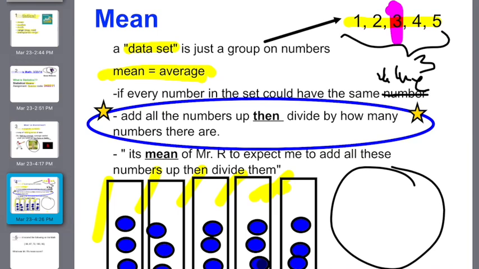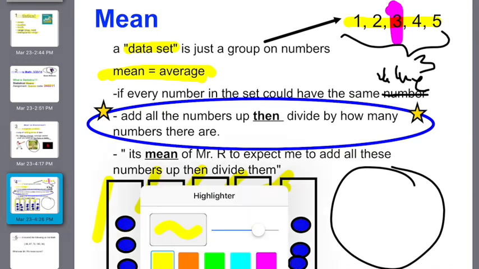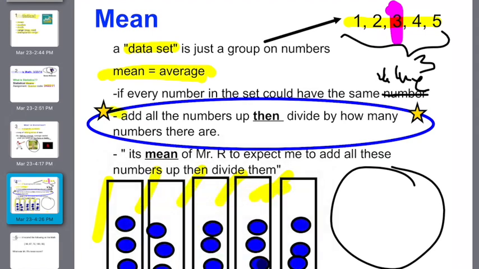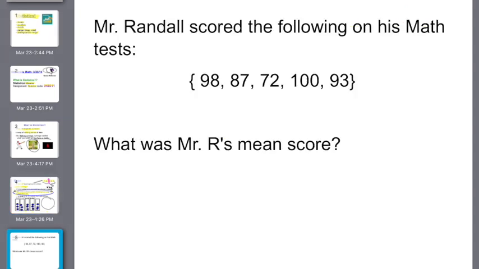If there's anything that I want you guys to take away from this, and this is what I have circled, starred, highlighted, underlined, whatever you have to do: add all the numbers up, then divide by how many numbers there are. That is how we find the mean. So again, add them all up, divide by how many there are.